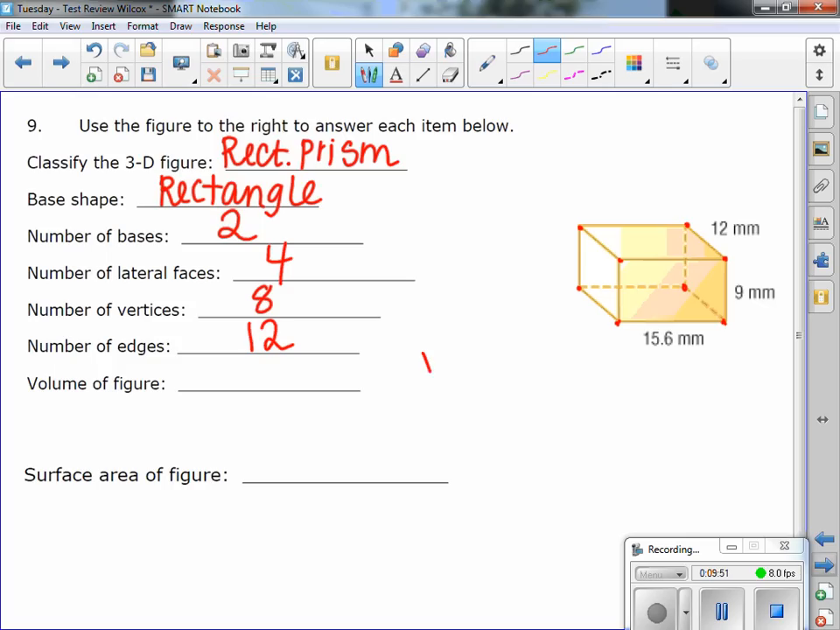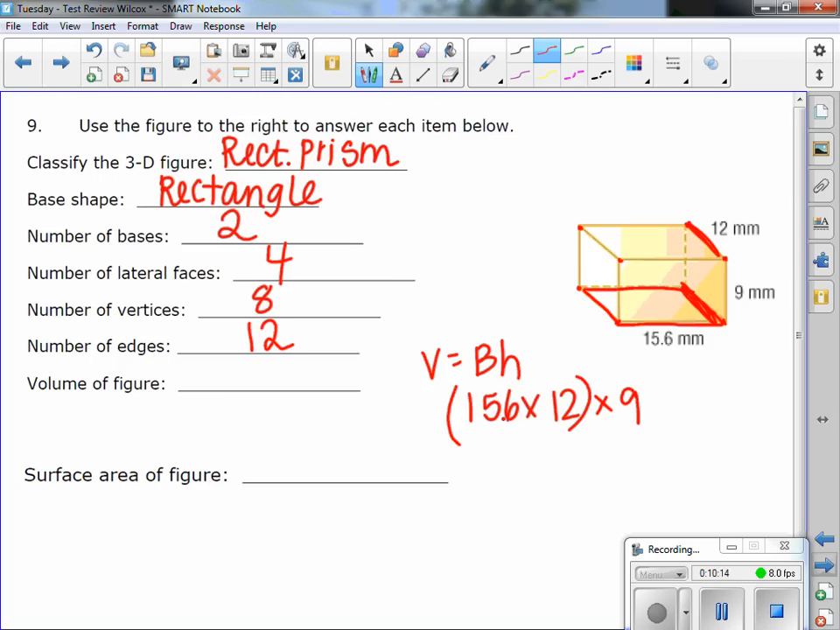Volume. So on a prism, we have the formula V equals big B, area of the base, times the height of the prism. My base here, its area would be the 15.6 times 12. That's this piece down here. The height is the 9. So times 12, and then times the height of 9. So essentially like what you learned in 6th grade, length times width times height. 15.6 times 12 times 9 comes out to a total volume of 1,684.8. And because it's volume, it's millimeters cubed, cubic millimeters.